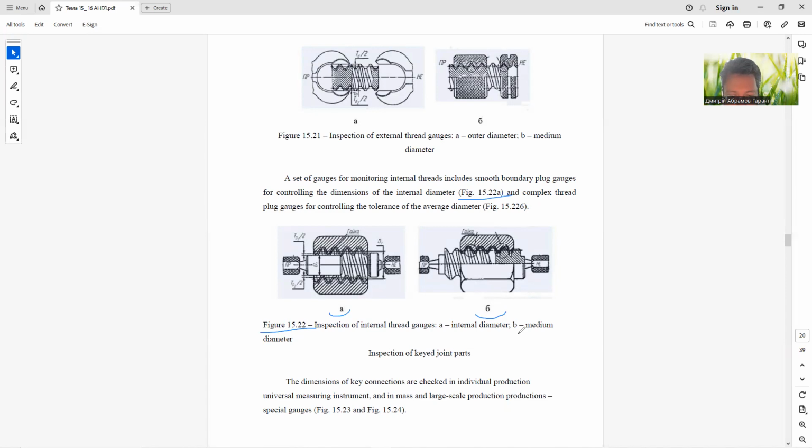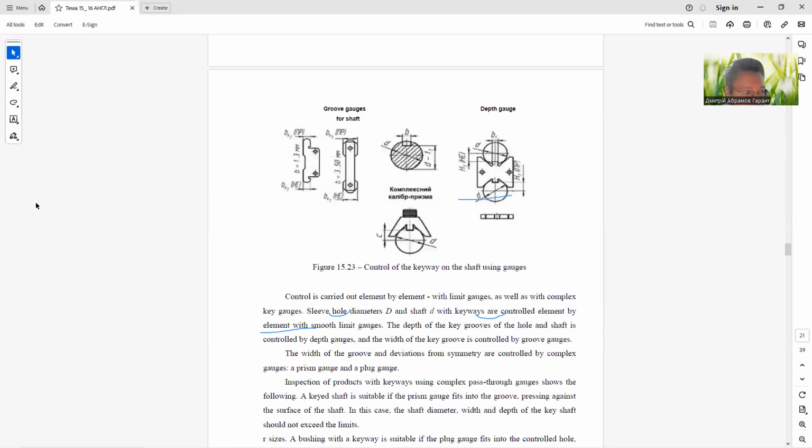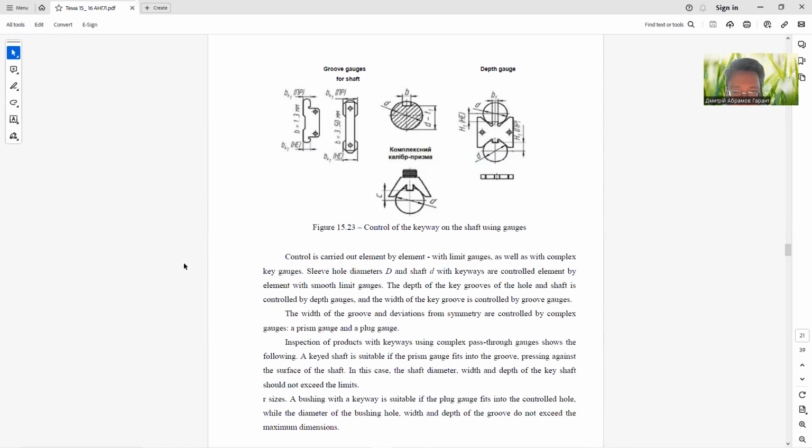The dimensions of keyway connections are checked in individual production with universal measuring instruments, and in mass and large-scale production with special gauges, like in figures 15.23, 15.24. On figure 15.23, you can see control of a keyway on the shaft using gauges.